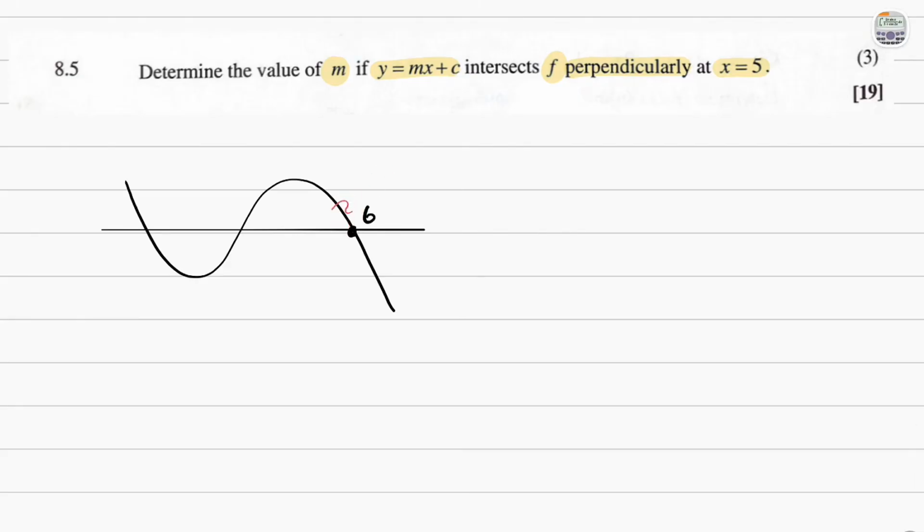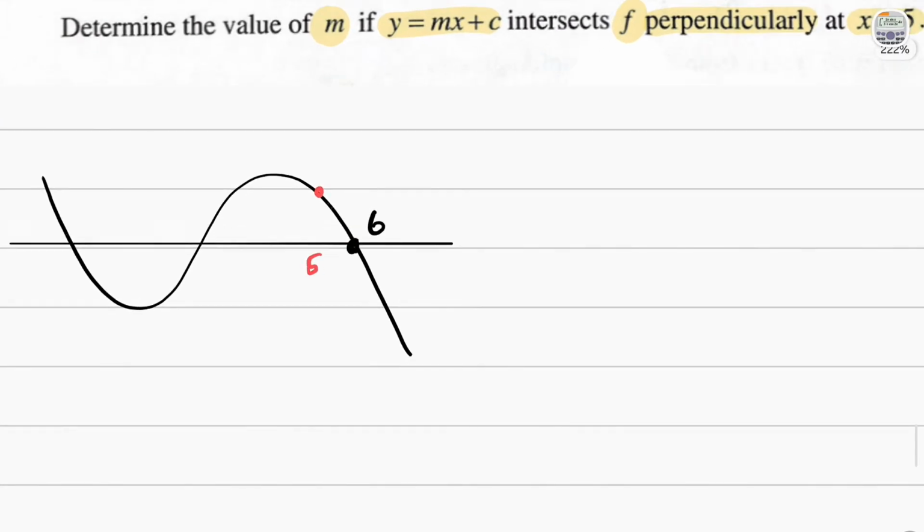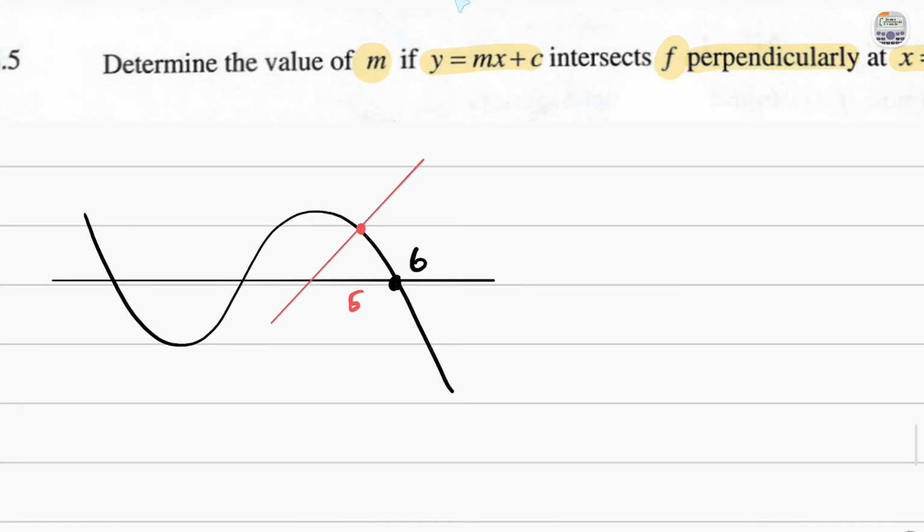Remember that we had an x-intercept of 6. So this line is somewhere where x is equal to 5, right? So it's maybe somewhere here. But they're telling us that that line is perpendicular to the graph of f. So if we had a tangent at this point over here on the graph of f, then that line would be perpendicular to that tangent. So it's really that same idea.